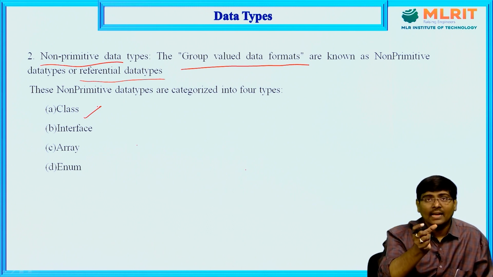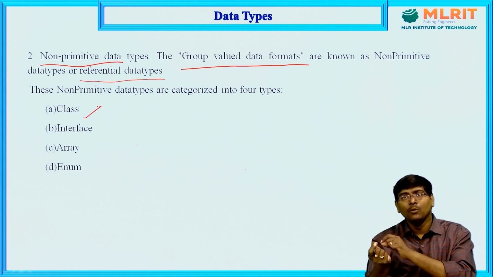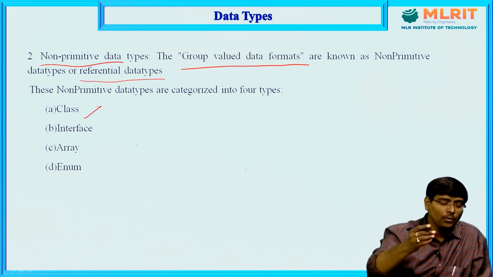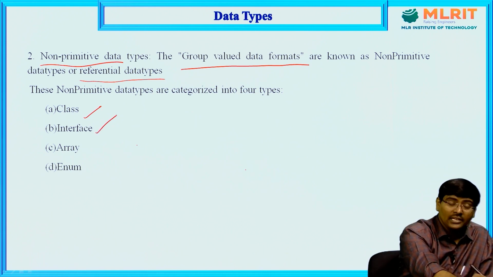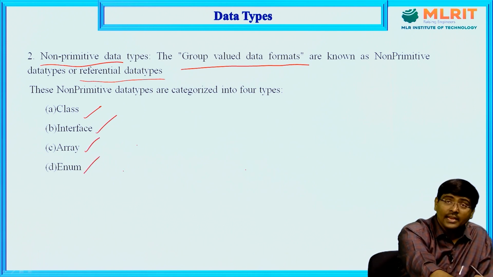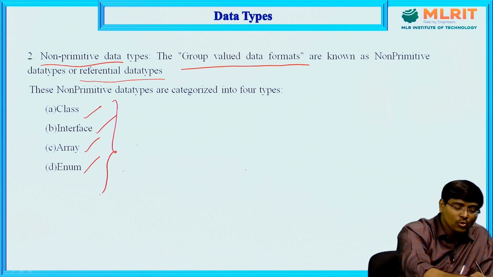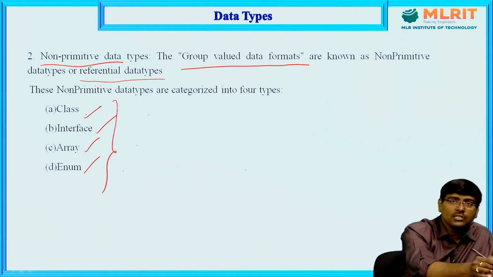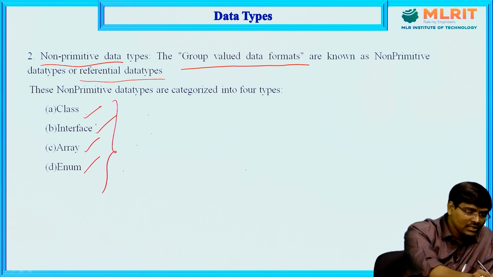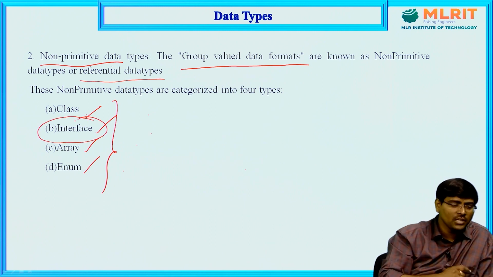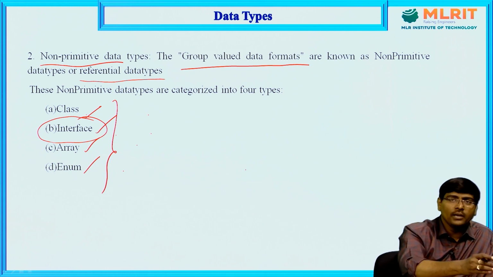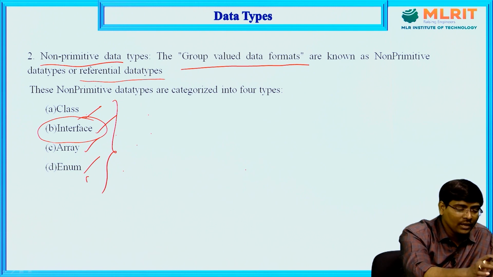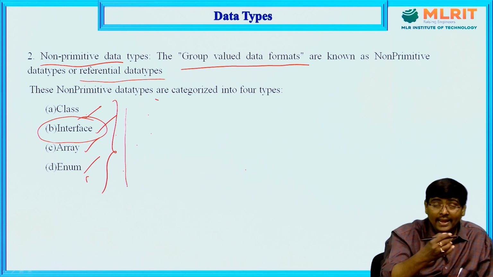For a class, you can define multiple objects, and within the class you can store multiple data. The examples are class, interface, array, enum. Each one is a separate topic, and as we move on, we will discuss them one by one separately. For example, interface is a huge topic. It takes approximately 4 to 5 hours to complete interface.